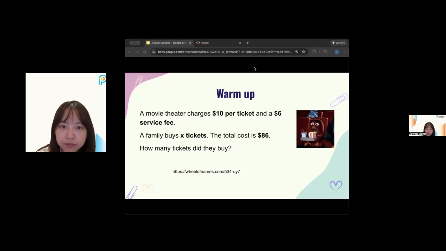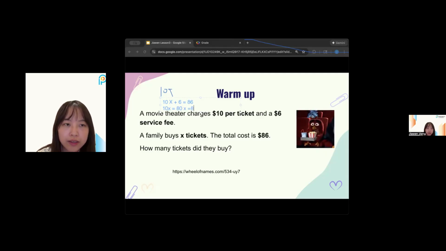Great, excellent. So how should we do this? We write the equation: 10 times x plus 6 equals 86. Then we subtract 6 from both sides, so we get 10x equals 80. Divide both sides by 10, and we get x equals 8.